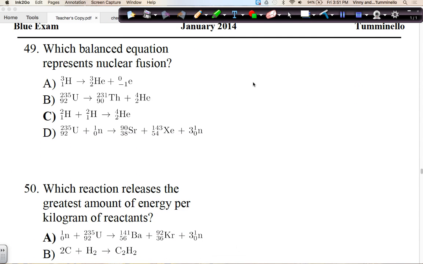Number 49, which balanced equation represents nuclear fusion? Fusion is always going to be H plus H makes He. There might also be a neutron in the products, but you will always have some isotope of hydrogen, plus giving off helium here, and sometimes there's also a neutron. Remember that nuclear fusion happens on the sun. There's a tremendous amount of energy released because of nuclear fusion, and the two nuclei that are uniting in the reactants, we need a tremendous amount of pressure and heat to get them together because they're both positively charged and they both repel each other.